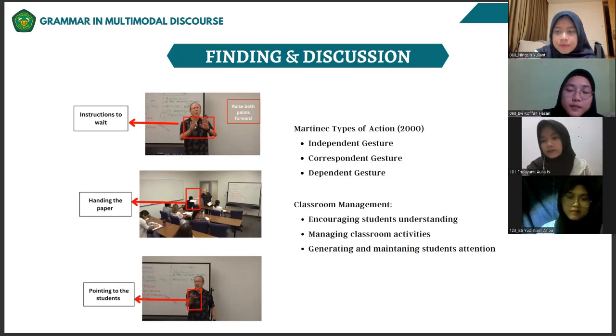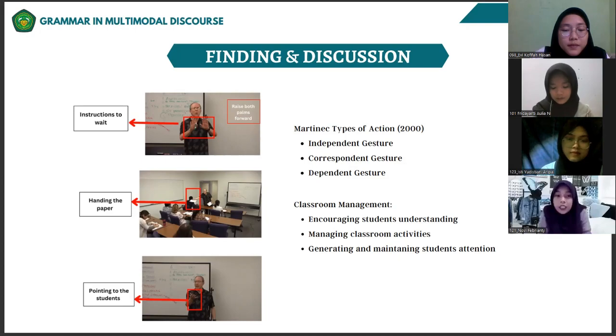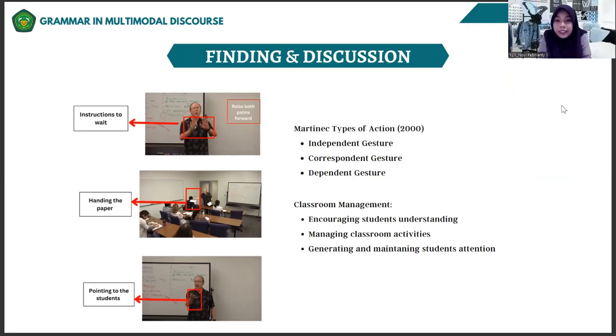Here, I will explain the findings that we found in the analysis. After analyzing hand gestures in the teaching conducted by the lecturer, we found that there are 15 gestures included in hand gesture. These gestures include, as you can see in picture number 1, an instruction to wait by raising both palms forward, which aims to provide an illustration so that it encourages students to understand the material being conveyed.